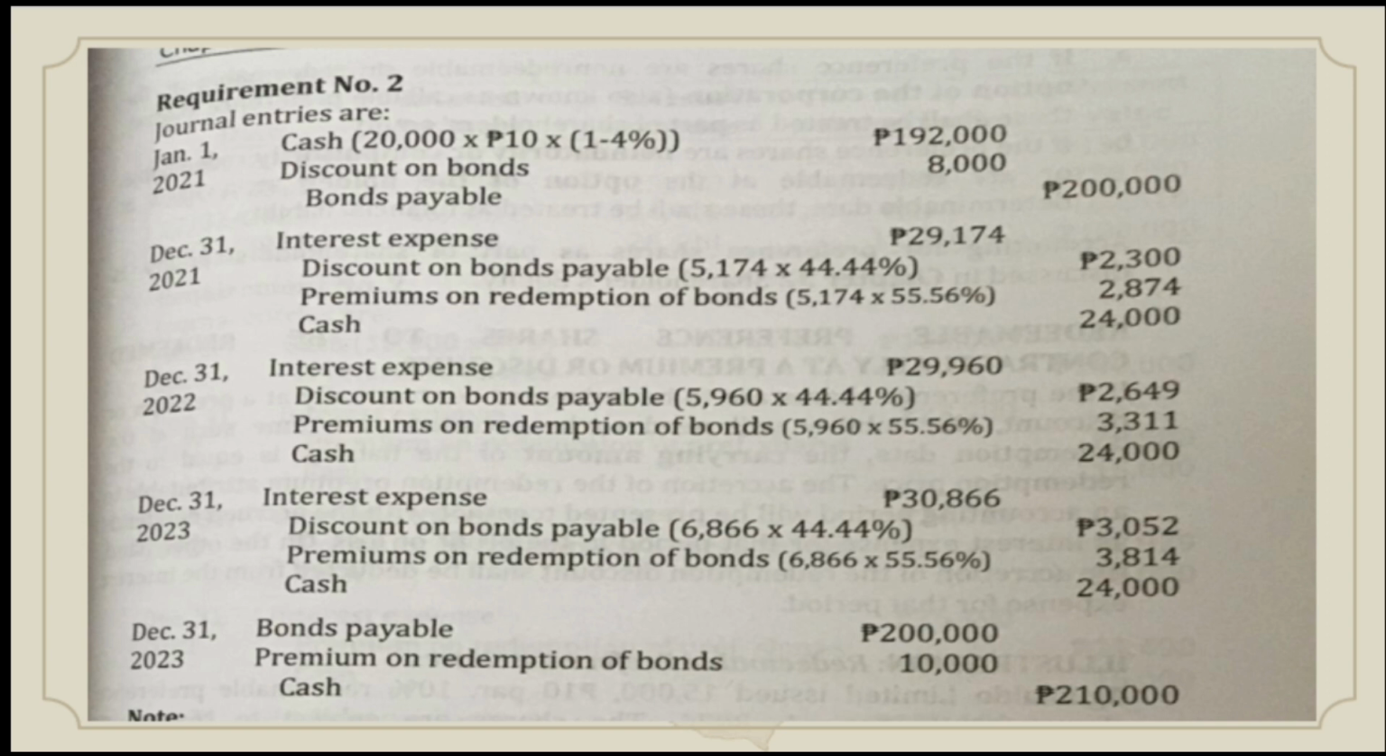So December 31, 2022, you have to debit interest expense na pod nga 29,960. And then same ra siya sa entry sa December 31, 2021. So na discount on bonds payable, premium on redemption of bonds, and then cash. As well as sa December 31, 2023, same ra og process, and then same ra pod og mga accounts. So December 31, 2023, ang imong bonds payable na nalamang kay carrying amount nga 200,000, and then premium on redemption of bonds nga 10,000, and then cash nga 210,000.